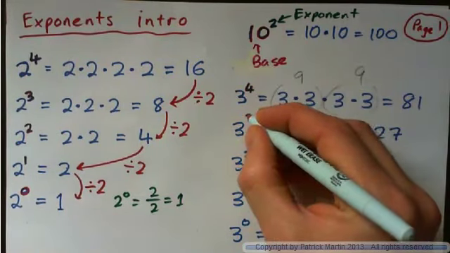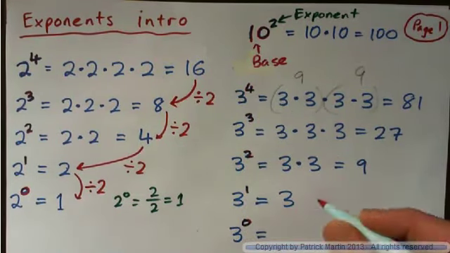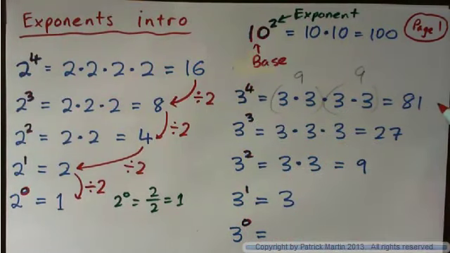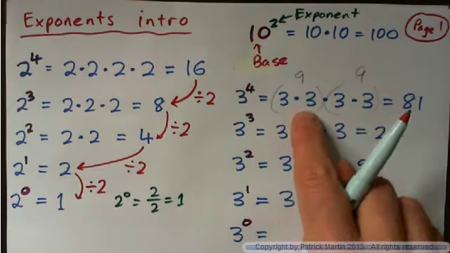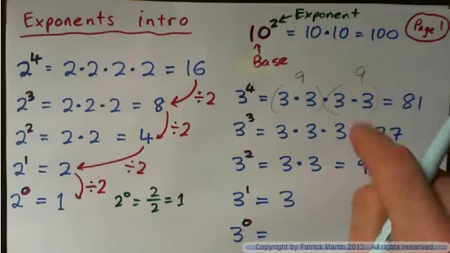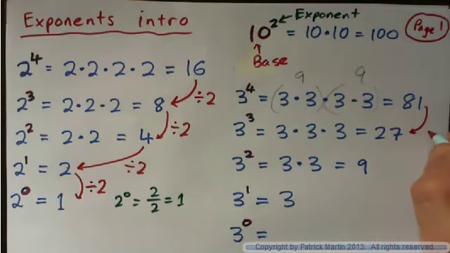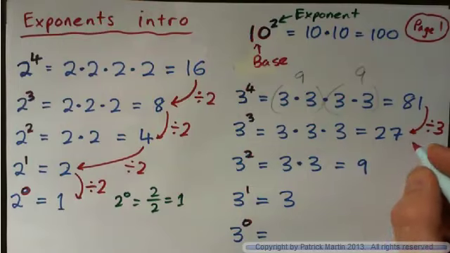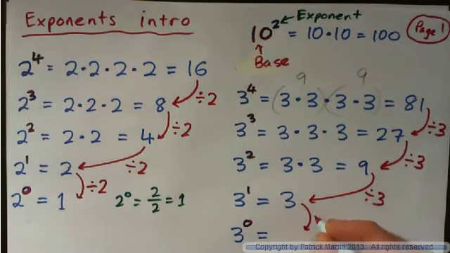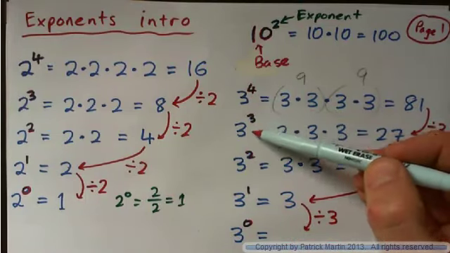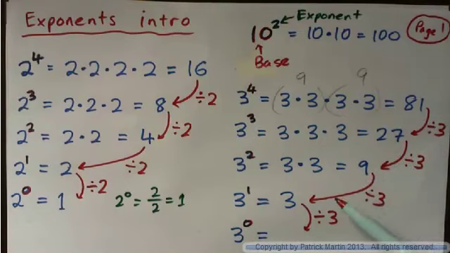Like 3 to the power of 4, 3 cubed, 3 squared, 3 to the power of 1, 3 to the power of 0. The exponents drop by 1 each time. And the answer, to get from 81 to 27 and then to 9, then to 3, you're actually dividing by 3. If I divide this by 3, I'll be able to cross cancel one of these 3's. In other words, if you take 81 and divide it by 3, you get 27. If you take 27 divided by 3, you get 9. If you take 9 and divide by 3, you get 3. And if you take 3 and divide by 3, you get this answer. So as these exponents go down by 1, the answer gets divided by 3 each time.